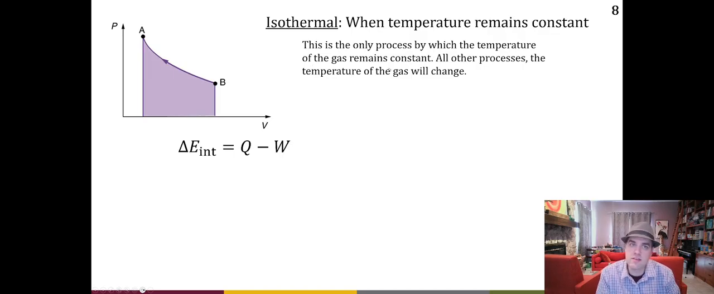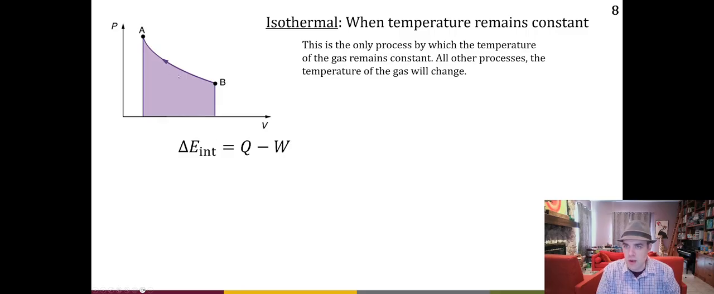Isothermal, okay? This is when the temperature remains constant. So this is the only process on a pressure versus volume graph where the temperature of the gas will remain constant. But we've got to be careful. This doesn't mean that heat energy isn't added or removed from the system, okay? So if the temperature remains constant, the internal energy is not changing, right? The internal energy is not changing if the temperature remains constant.